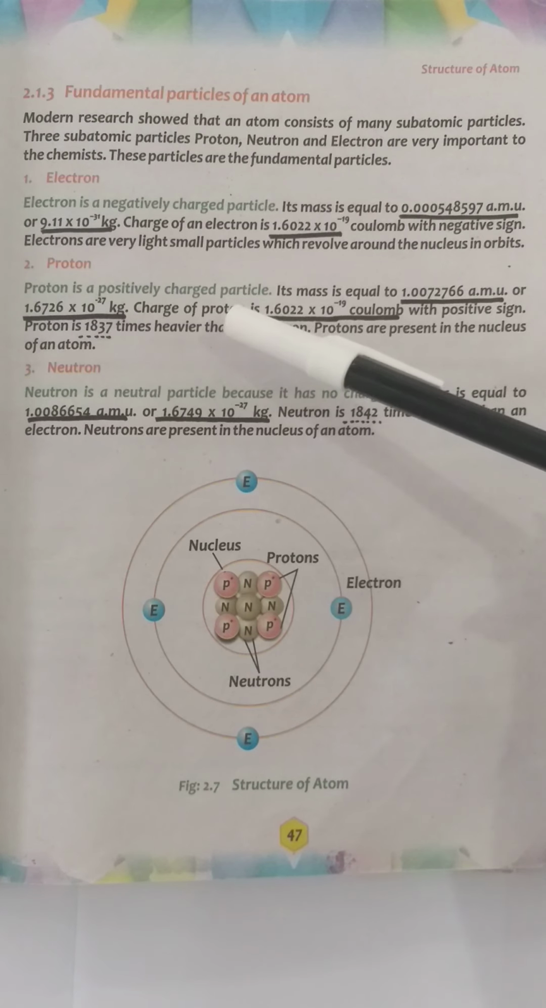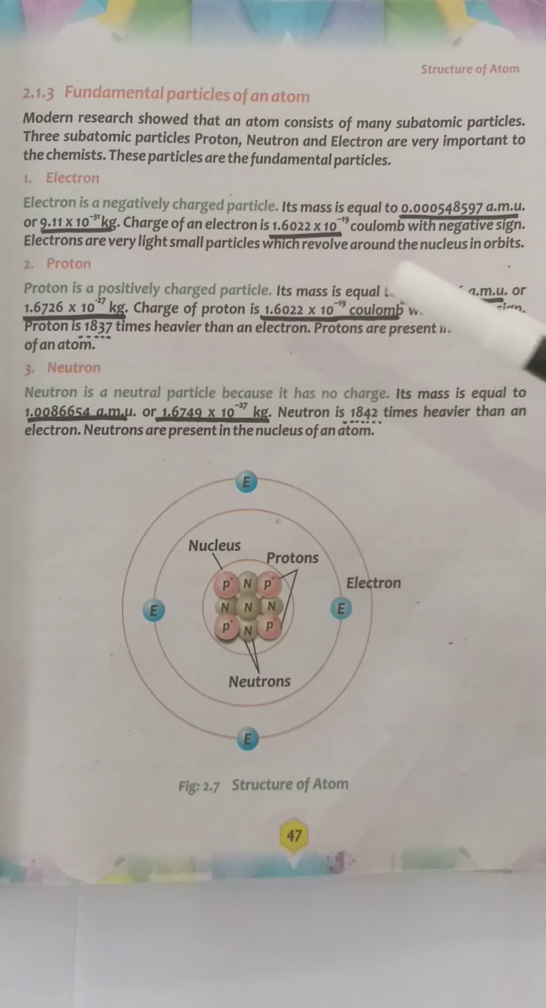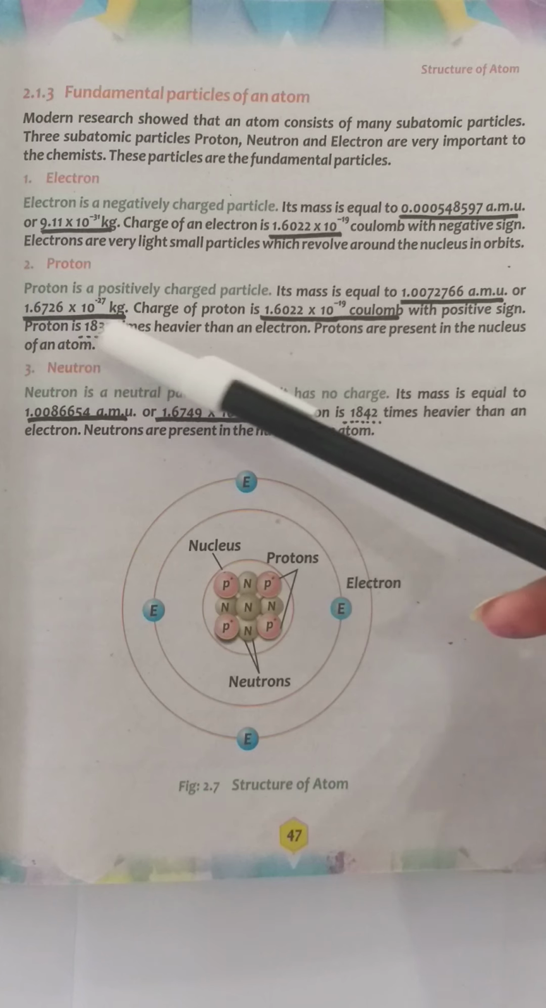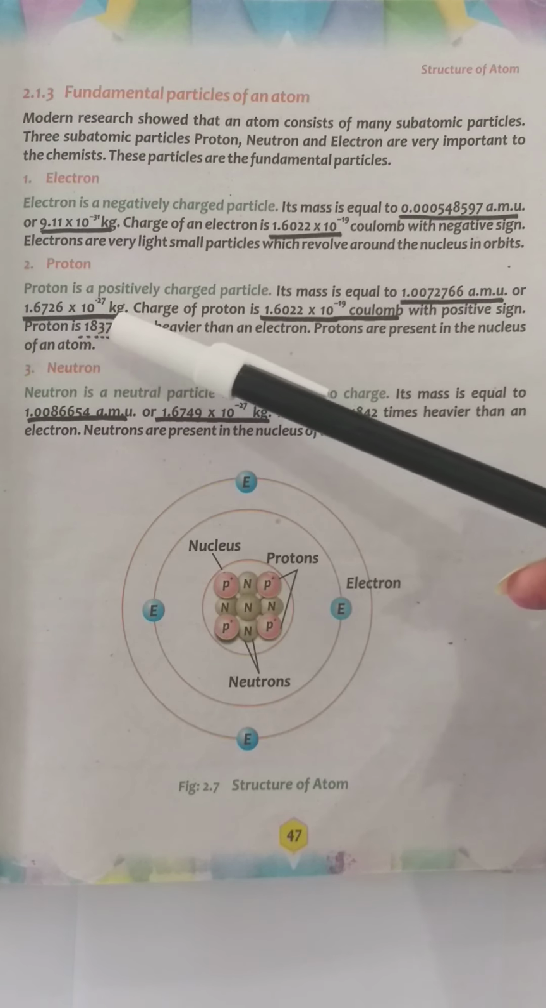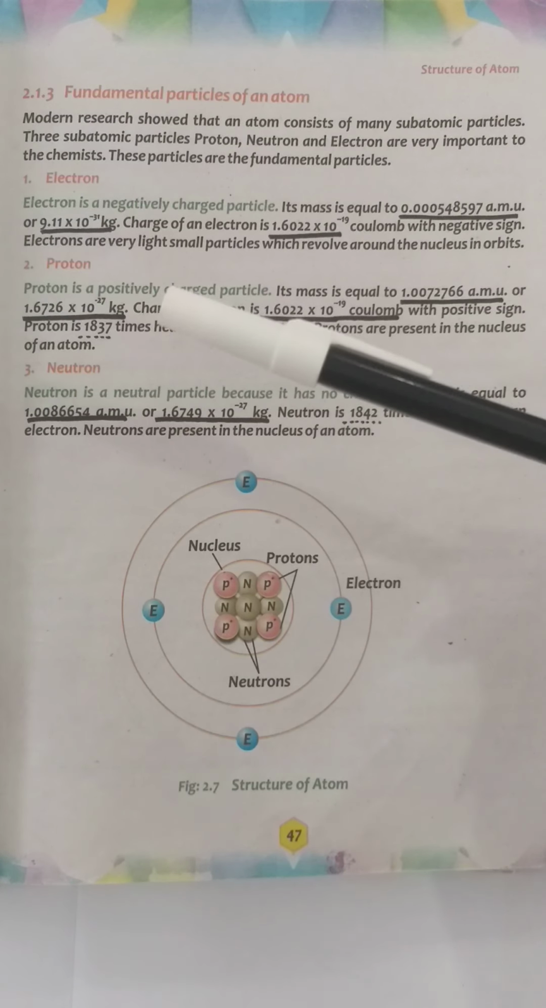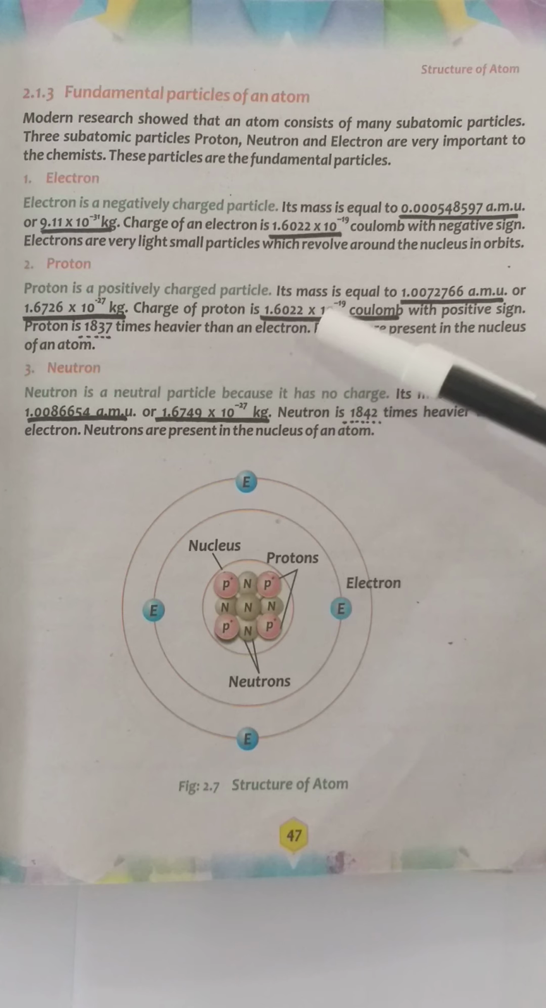The next one is proton. Proton is a positively charged particle. It has a positive sign. Its mass is equal to 1.0072766 AMU. Underline this. This is the mass of a proton in AMUs, and here we have the mass of the proton in kgs. That is 1.6726 into 10 to the power minus 27 kgs. Now, charge of the proton is 1.6022 into 10 to the power minus 19 coulomb with a positive sign.